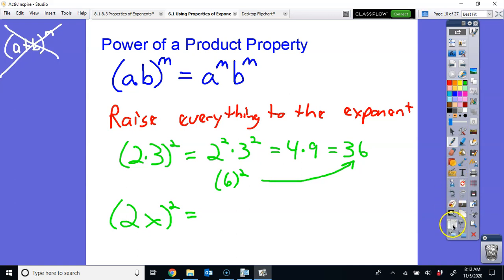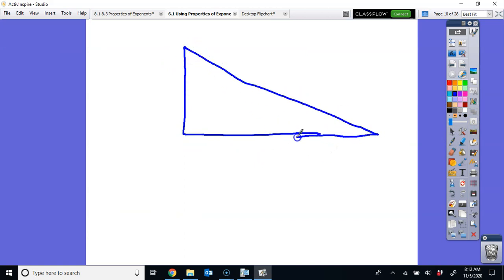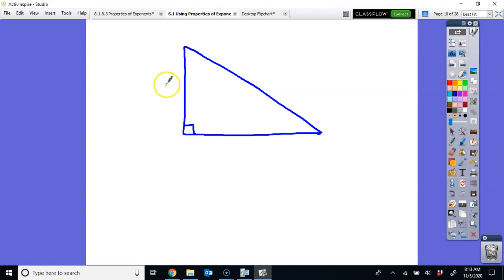One example of where this shows up would be something like the Pythagorean theorem. And a construction worker maybe is working on the roof of a house, and they know, I know, I'm just really bad at drawing. I'm sorry, guys. I'll try this again. Wow. Then I bumped the table. Well, let's try this again. That's a little better.